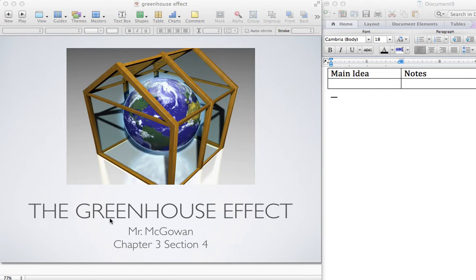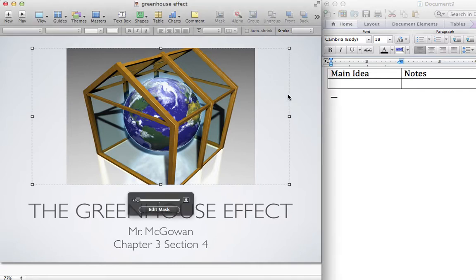Alright, tonight's notes are the last notes of the semester. We're going to be looking at the greenhouse effect, which is a function of the atmosphere that helps to keep our Earth warm. So we're going to see where that energy comes from, what happens to it in the atmosphere, and how it functions to keep our Earth a nice, habitable place.